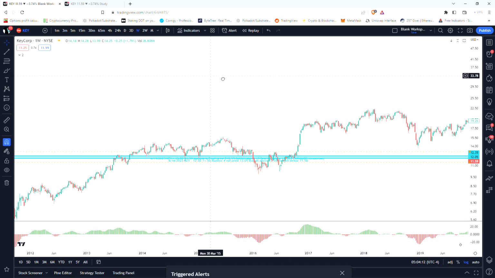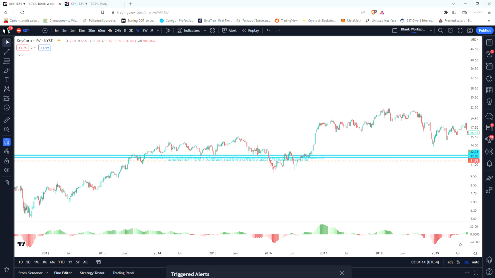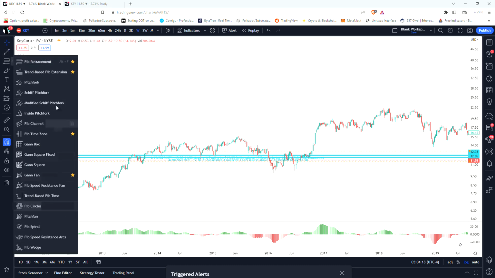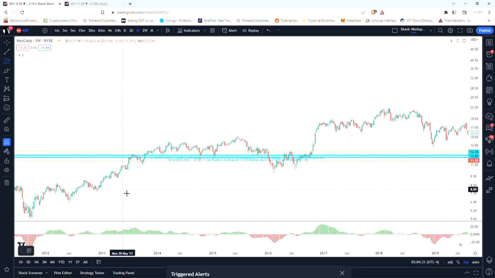So the first thing you're going to do, again, is you go onto TradingView, 1, 2, 3. You find a bunch of tools. Look for fib retracement, not trend-based fib extension. Okay, that's not required for the purpose of what we want. So use fib retracement. Okay, now here's the important thing.